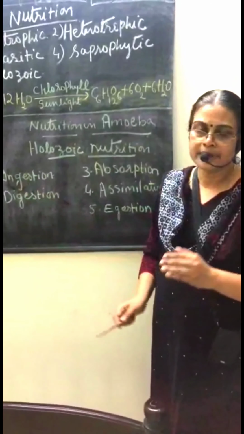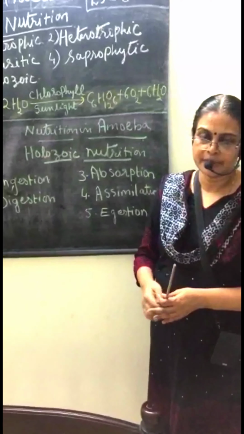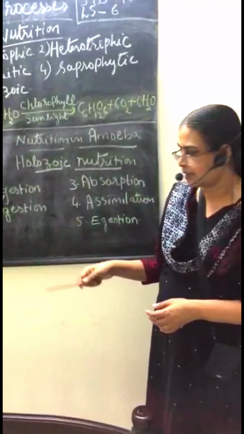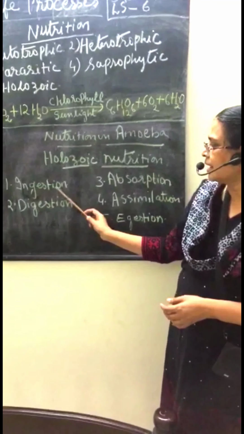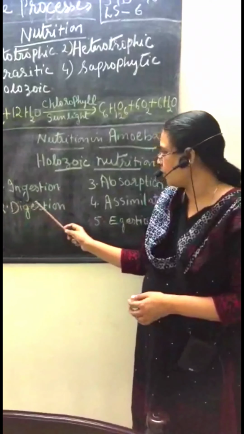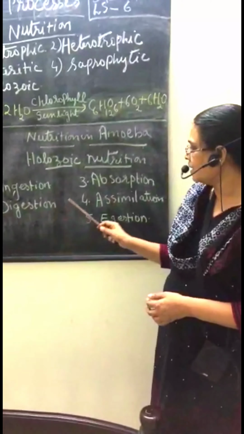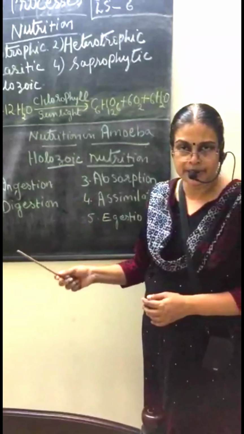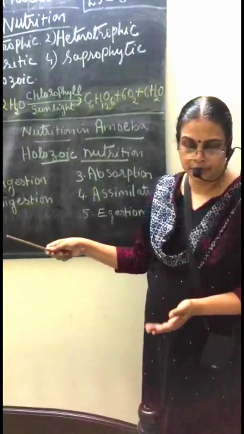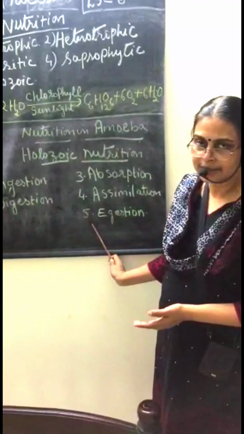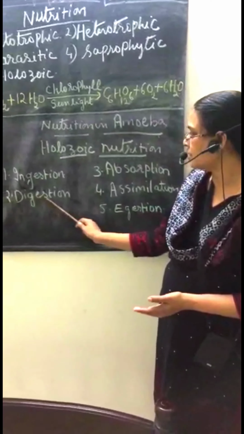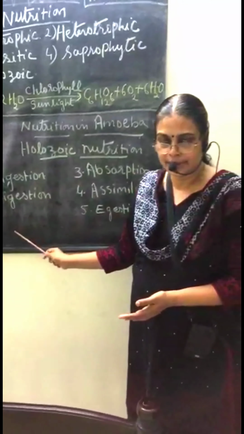Now let us see. The food is ingested, that is, taken in by amoeba with the help of finger-like projections called pseudopodia. This is called ingestion. The food gets digested in the food vacuole, and the digested food is absorbed into the cytoplasm. Part of the energy is utilized for respiration and part of the energy is utilized for growth in the assimilation process. The undigested part is ejected out. This is holozoic nutrition, which takes place in amoeba.